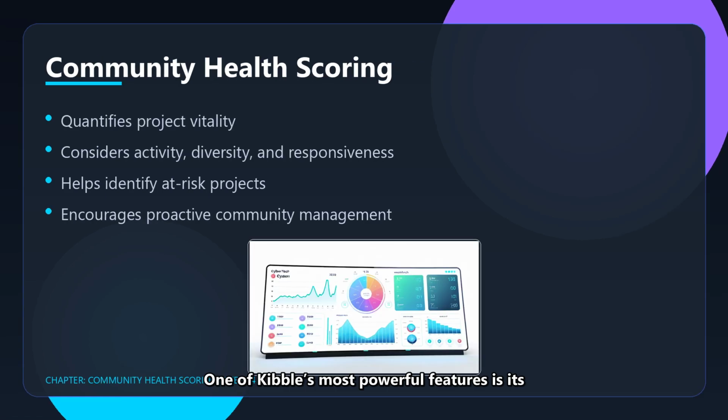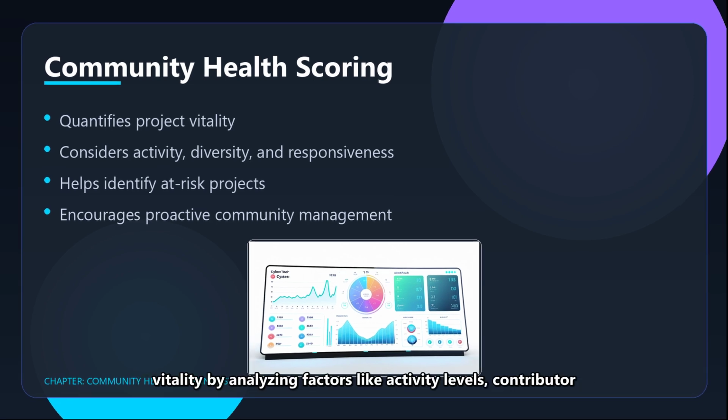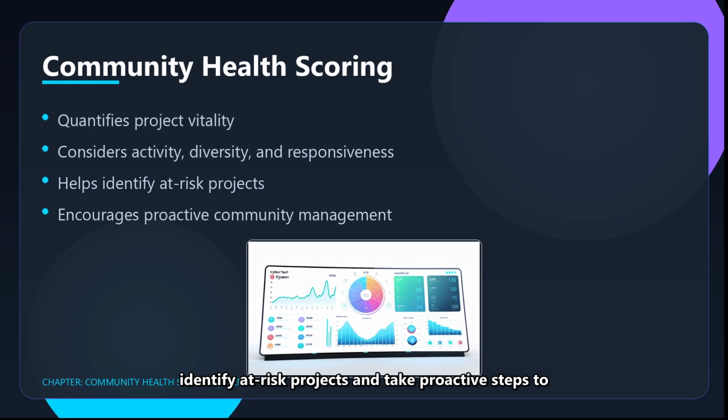One of Kibble's most powerful features is its community health scoring. This metric quantifies your project's vitality by analyzing factors like activity levels, contributor diversity, and responsiveness to issues. It helps you identify at-risk projects and take proactive steps to engage your community.